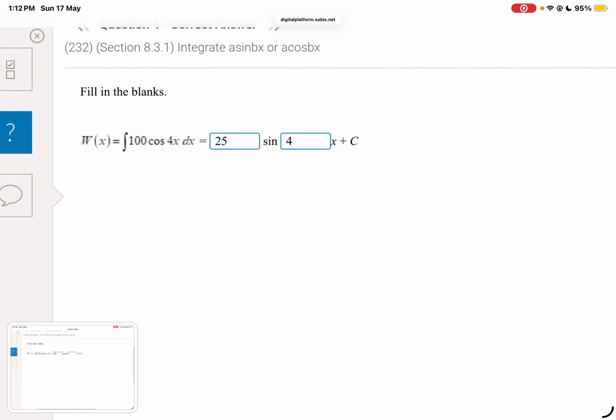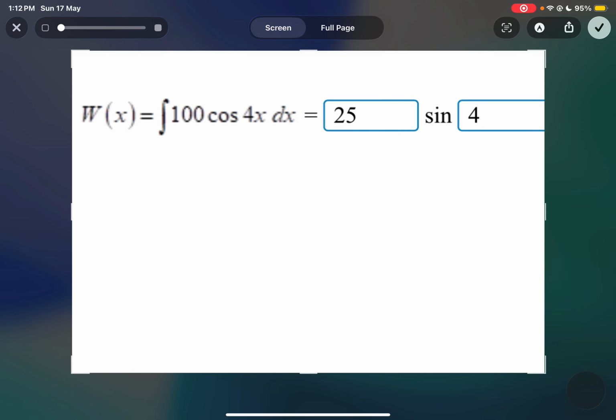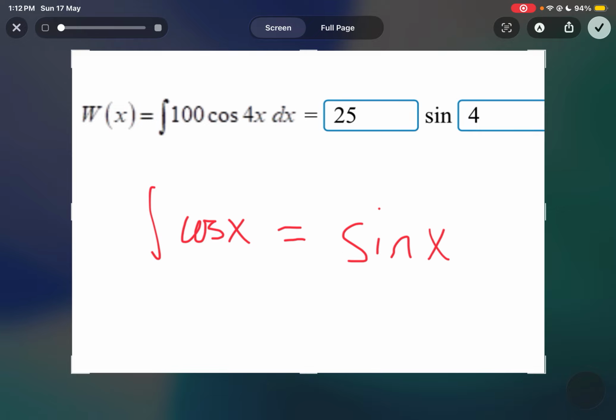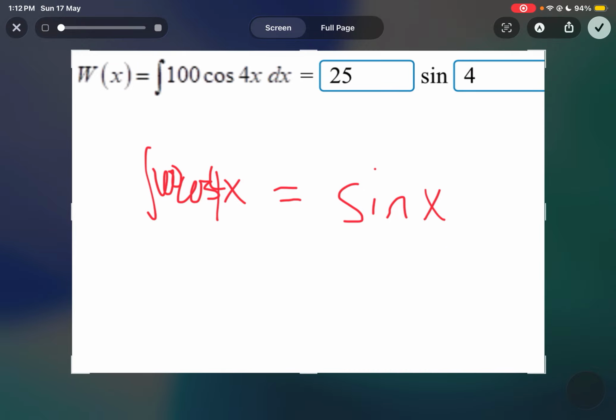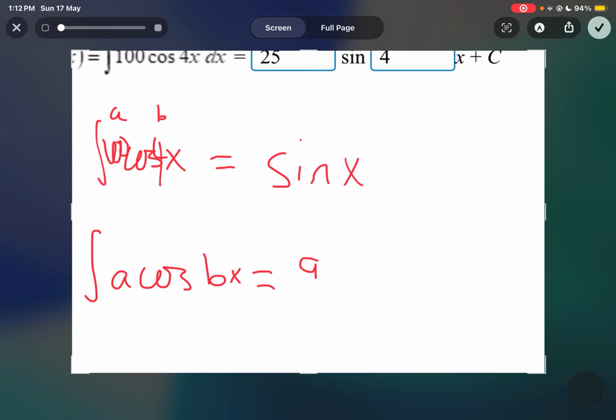Question number 4. Here they gave us the integral of 100 cosine 4x dx. Here what you do is, the integral of cosine of x is equal to sine of x, okay? But here there's 100 and there's 4x. How do you do this? The 100 is a, and the 4, let's call it b. So the integral of a cosine of bx will be equal to a over b sine of bx, okay?